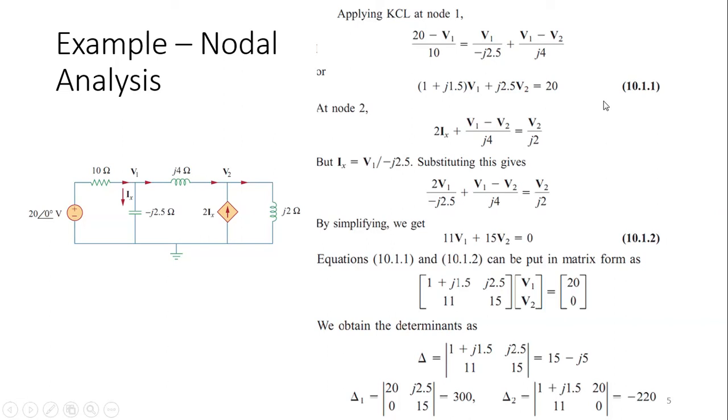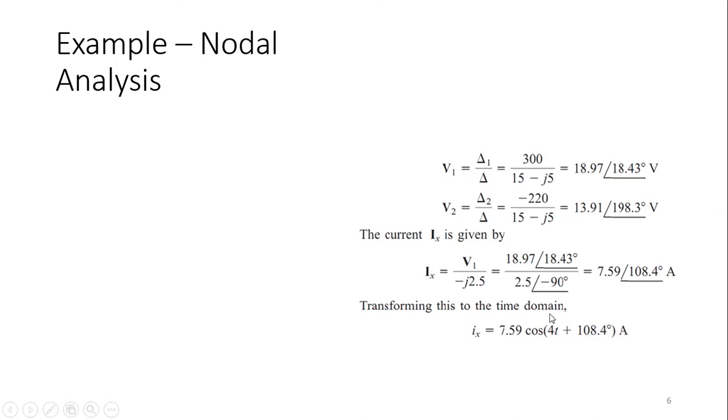Equation 10.1.1 and 10.1.2 can be put in matrix form. So in order to solve for V1 and V2, we need to solve these two simultaneous equations because we are operating in frequency domain. So these are mostly linear equations. We are going to solve them by Cramer's rule, and ultimately we reach the conclusion that V1 is 18.97 angle 18.43 and V2 is 13.91 angle 198.3.